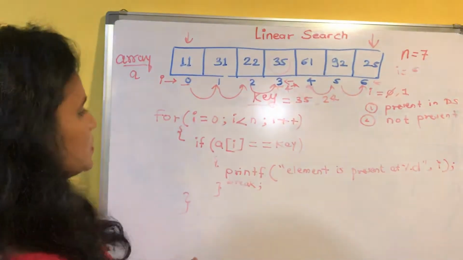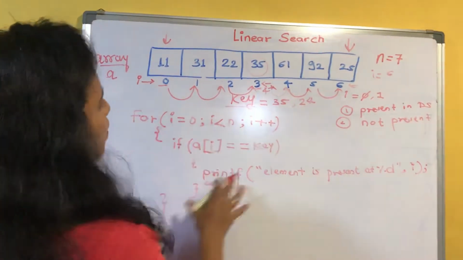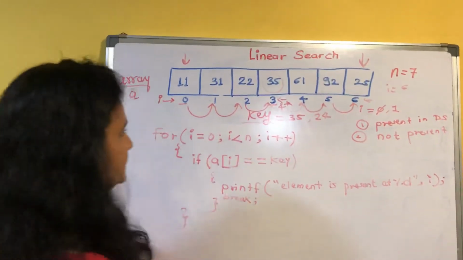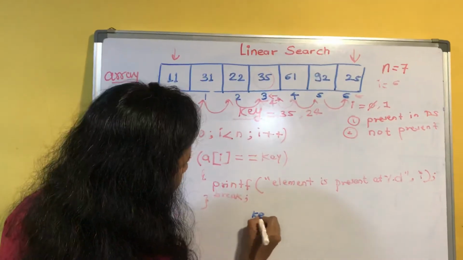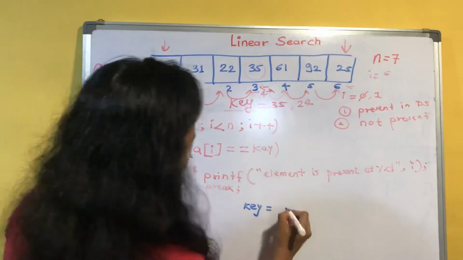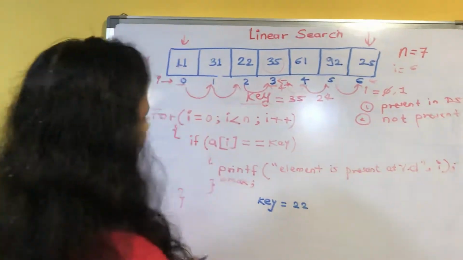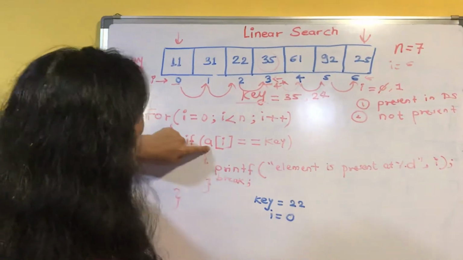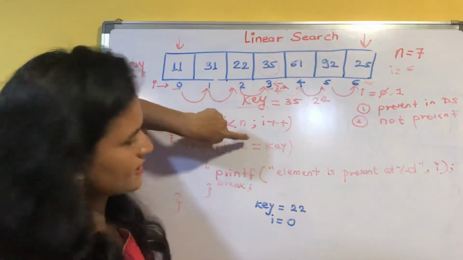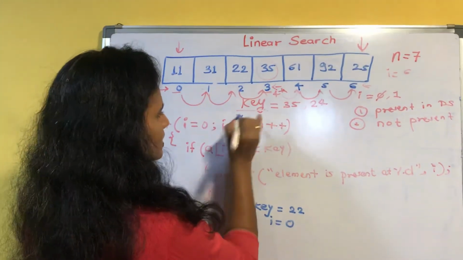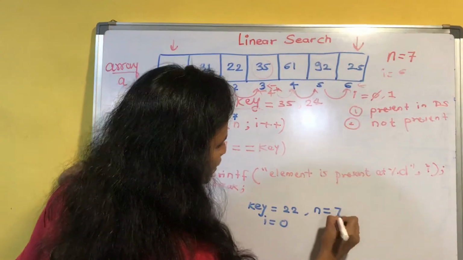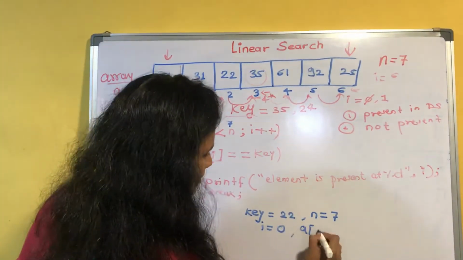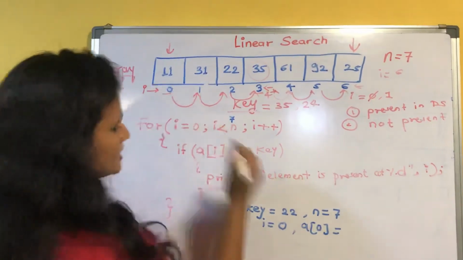Okay friends, now we'll see how this code executes on this data structure. Suppose now your key is 22. Now i equals 0. Is 0 less than n, where the n value here is 7? I will write here n equals 7. Okay, i equals 0. Then a of 0, what is a of 0? A of 0 is 11.